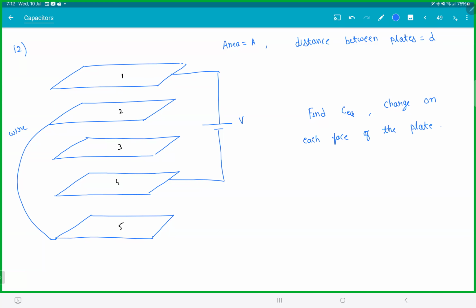Meaning, understand, first plate ka there are 2 sides. First ka upper, first ka lower. Second upper, second down. Third upper, third down. Fourth up, 4 down. 5 up, 5 down. There are 10 faces. So I want charge on each face. Let's get this.